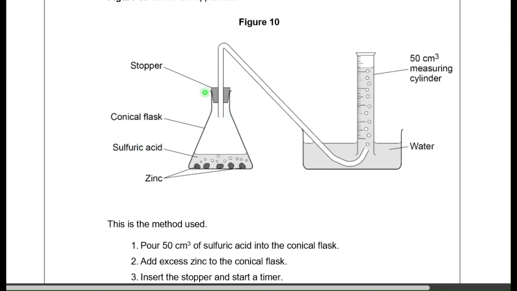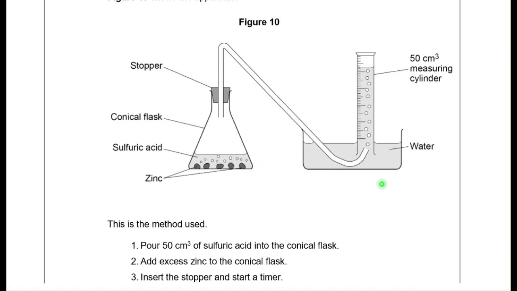And here's figure 10. So you've got your sulfuric acid and your zinc in a conical flask. You've got a stopper with a delivery tube delivering a gas into a 50 cm cubed measuring cylinder. This is the method used.